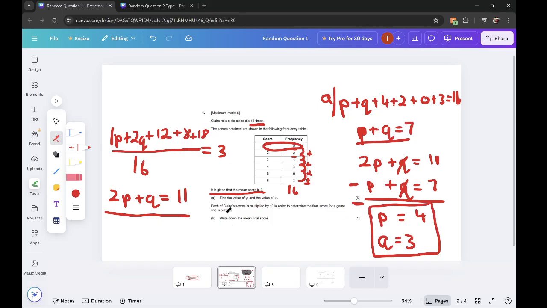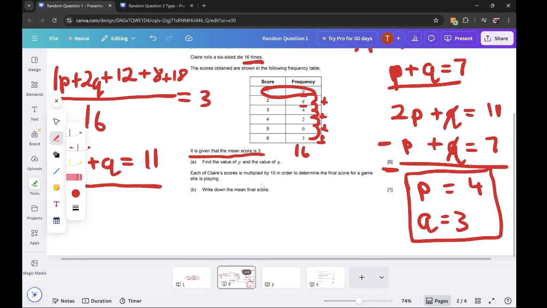Now part B, what is it asking? Write down the mean final score. They've given us our mean score, which is 3, and they've said that each of Claire's scores is multiplied by 10 to determine the final score for a game she's playing. We know what our mean is, and to find the final score, you multiply that value by 10. So to find the mean final score, you just do 3 times 10, which is equal to 30. That's all they're asking for part B.